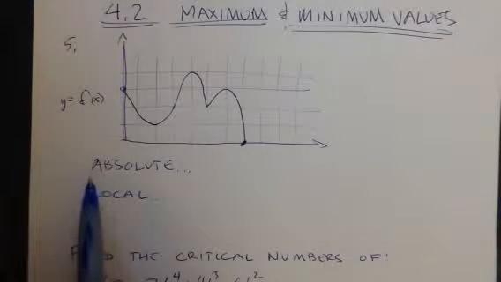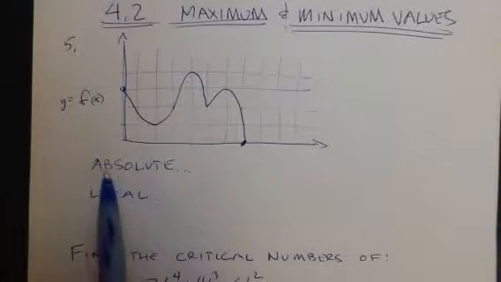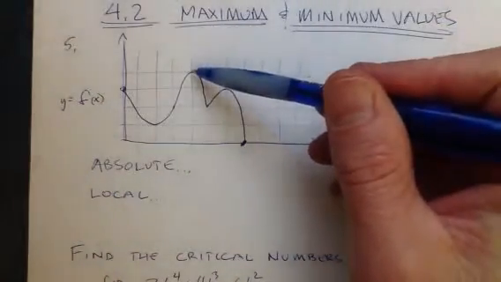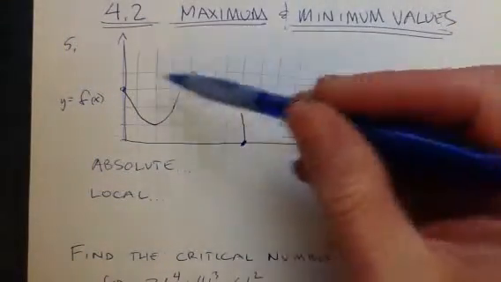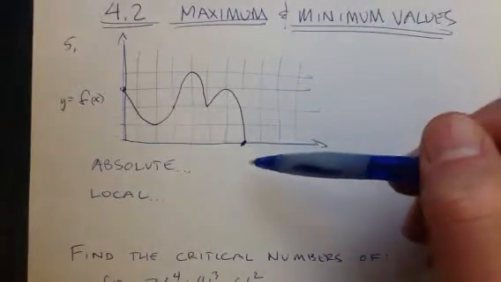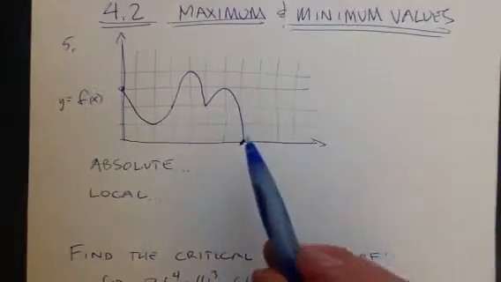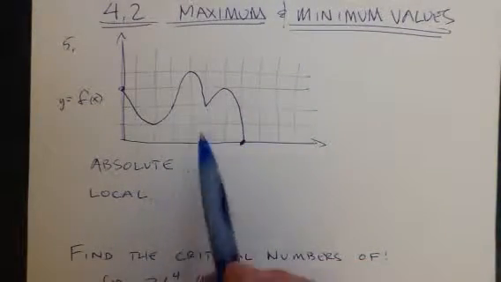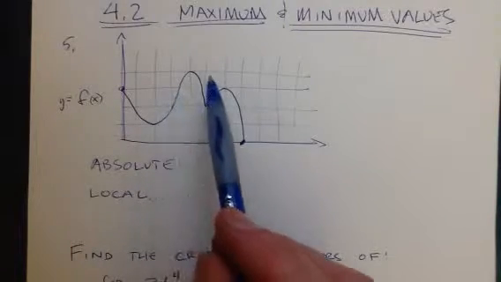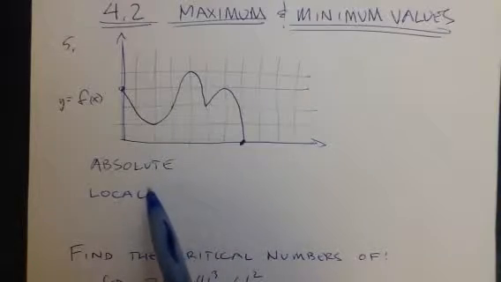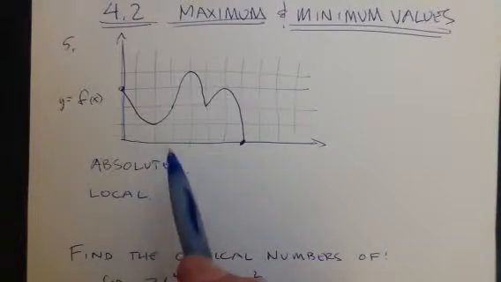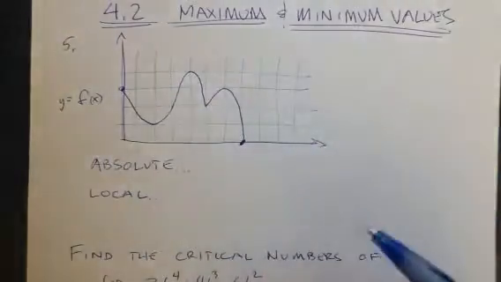Absolute maximum or absolute minimum values, as it sounds, are the values that are the highest when you consider the entire domain, or the lowest when you consider the entire domain. And it's stated in the book really clearly. An absolute maximum is a value for which any x value is going to be less than or equal to that particular vertical or y value or function value.